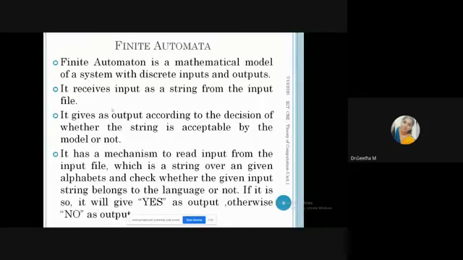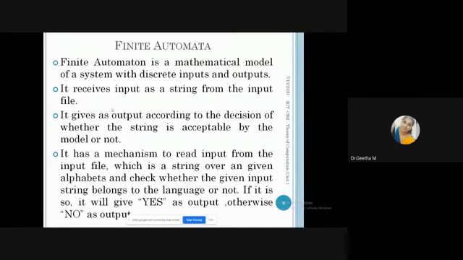The decision is based on some conditions given to the model. According to the conditions, this model can take a decision whether the string is acceptable by the model or not. So inputs are strings, and the output is in the form of whether the string is acceptable by the model or not. Then we know the input and we know the output.